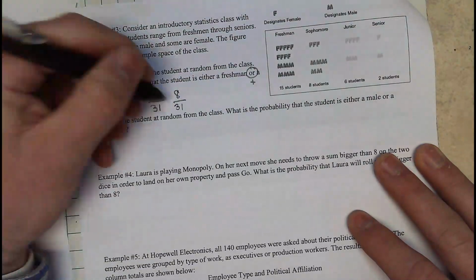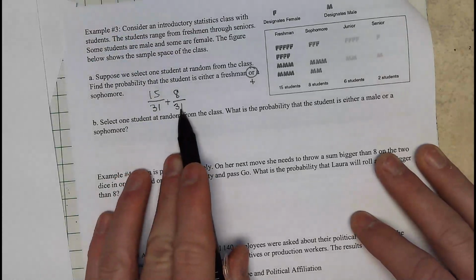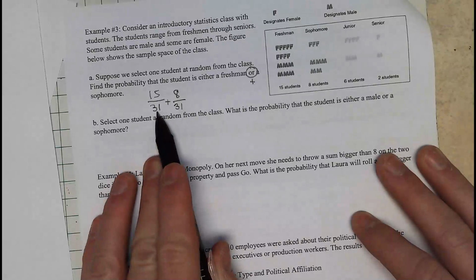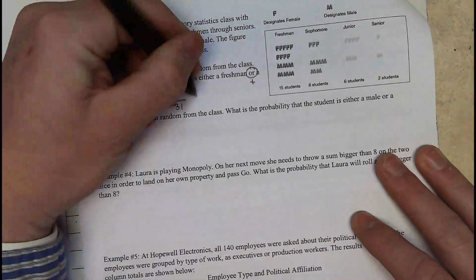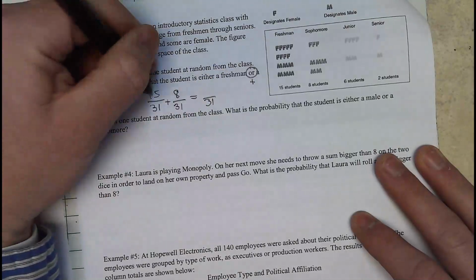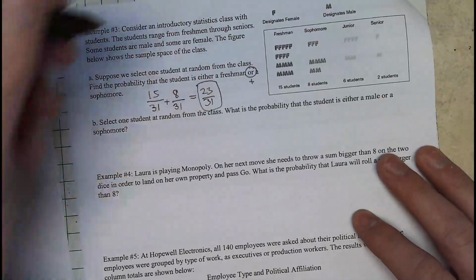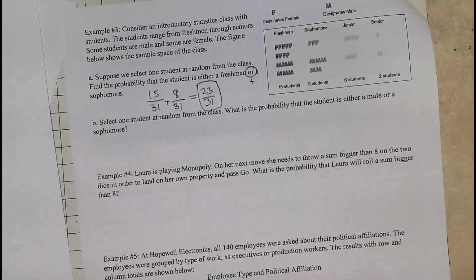So, can you be a freshman and a sophomore at the same time? No. These are called disjoint events, and so what you do is you just add the outcomes. 15 divided by 31 plus 8 divided by 31. When you add, you keep the denominator the same. You just add the numerators. 15 plus 8 is 23, so it'd be 23 over 31. So that's your freshman or sophomore.